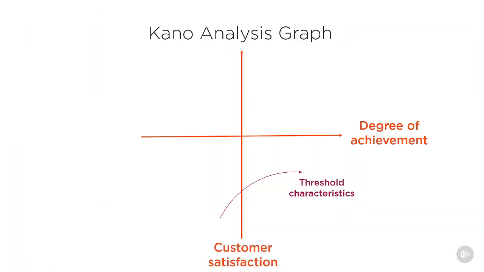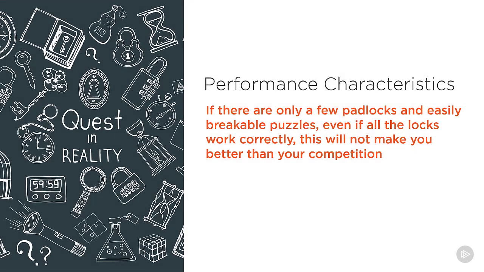The next category is the needs that can be verbalized by the customers. Usually, customers can tell you about them. What is also specific for this category is that the more features you have, the better. We are talking about performance characteristics. If we go back to our example of playing an escape room game, if there are only a few padlocks and easily breakable puzzles, even if all the locks work correctly, this will not make you better than your competition. To increase performance characteristics, the creators of the game should aim to design more challenging clues, preferably to include all senses and to require teamwork.